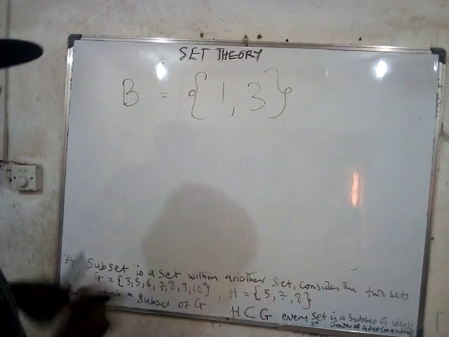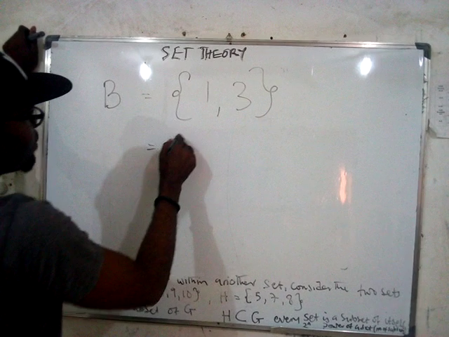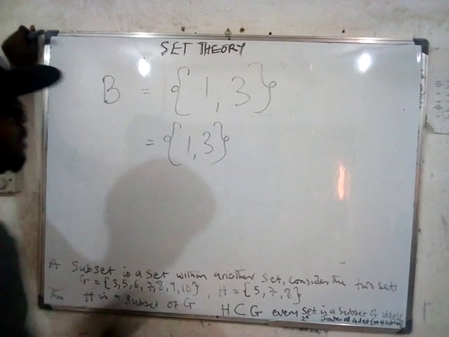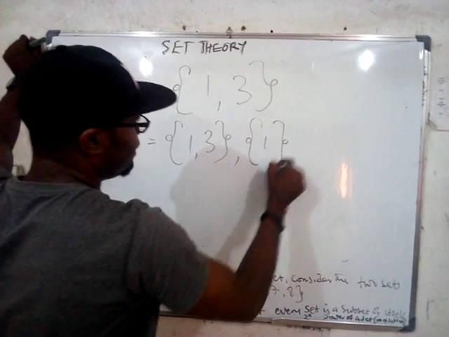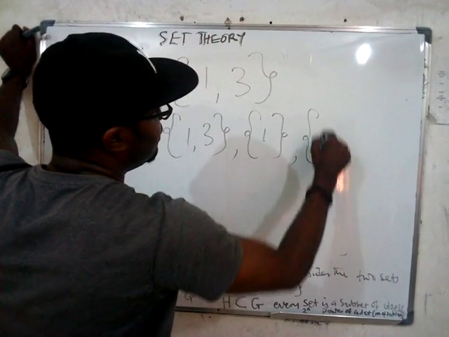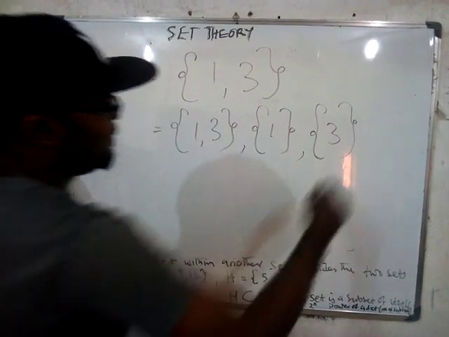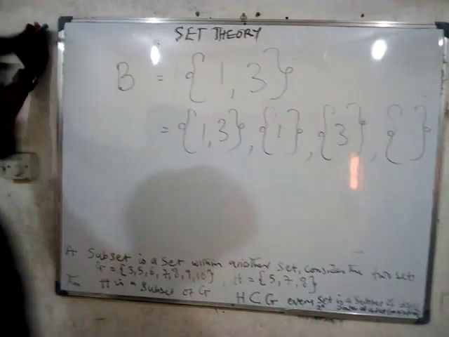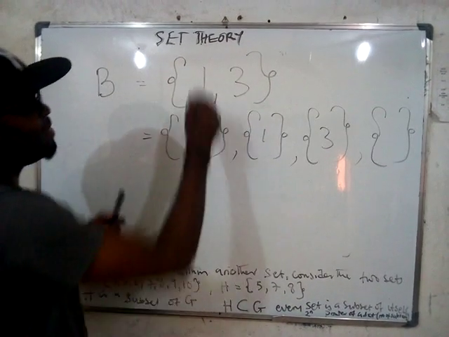A subset is any set that is contained in a set. So we can say that the subsets of B are itself. This is a subset of B. Also, subset 1 is also a subset of this because it is contained here. Also, 3 is also a subset. And finally, the empty set is also a subset. So whenever you want to get a subset of a given set, these are the subsets.